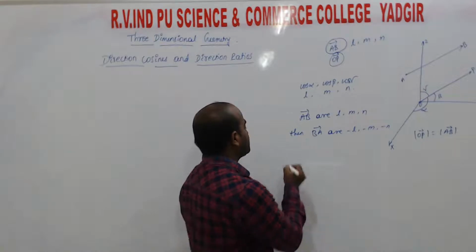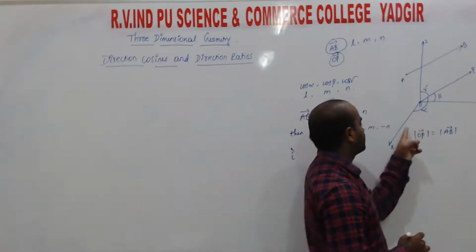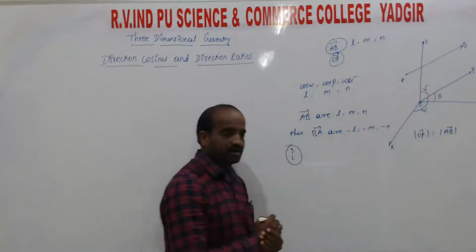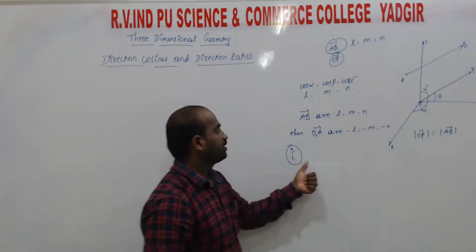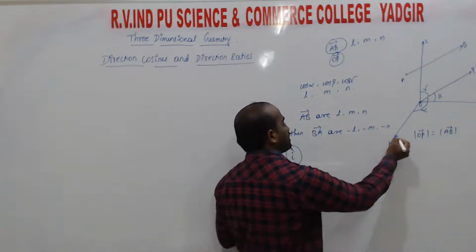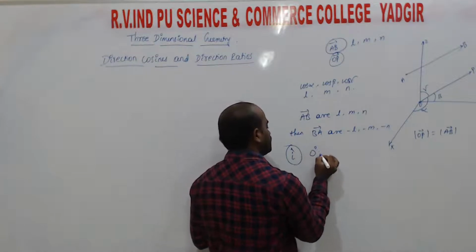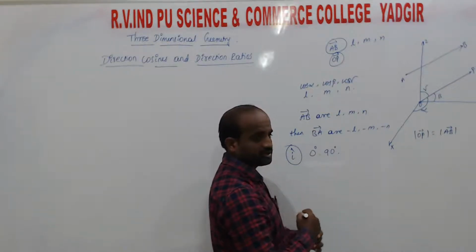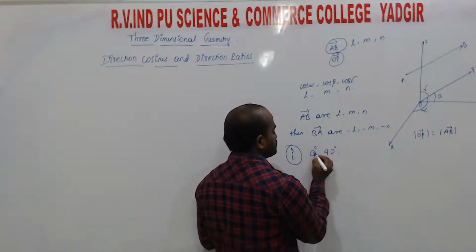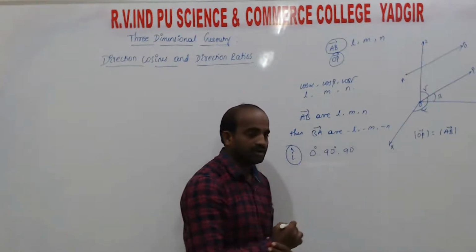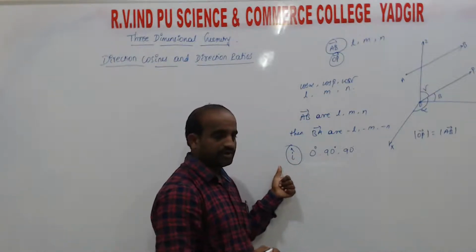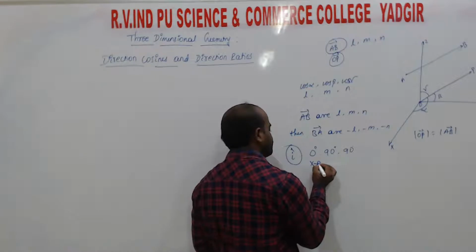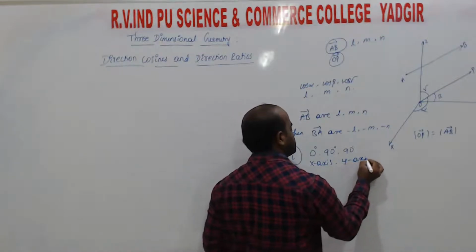Next, the unit vector i makes angles alpha, beta, gamma. Here alpha is 0 degrees, and the others are perpendicular, since i, j, k are mutually perpendicular unit vectors. So the unit vector i cap makes angles 0, 90, 90 respectively with the x-axis, y-axis, z-axis.